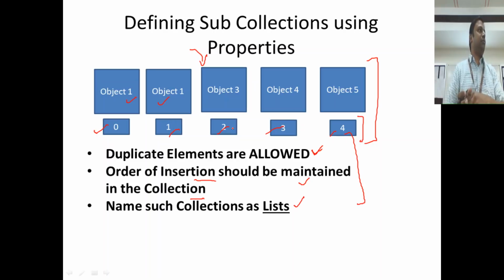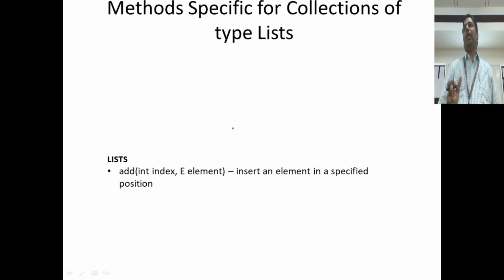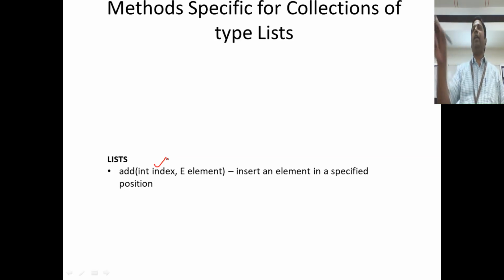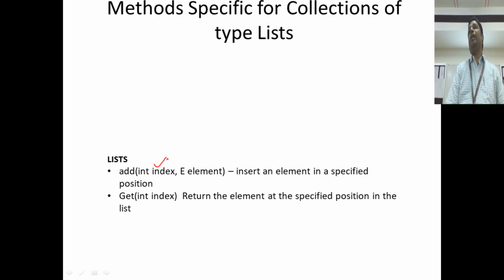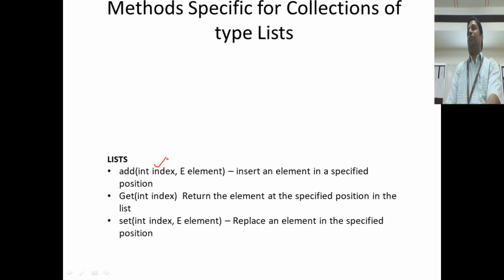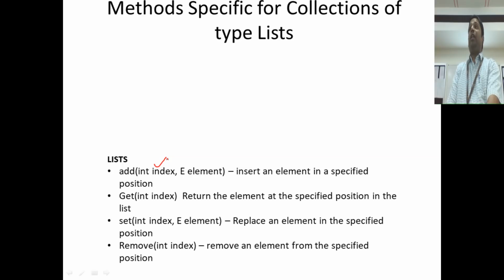is a list. So when you take a look at some of the list specific methods, for lists alone, what kind of methods can I have? Adding an element in a particular index. I want to add in index 1. So that is one list specific method. Getting an element in a particular index. What is the element in index 2? Setting. Say I will go to an index and replace that element there. So all these things are very specific to a list based collection. Removing an element from an index. So lists have these specific methods.